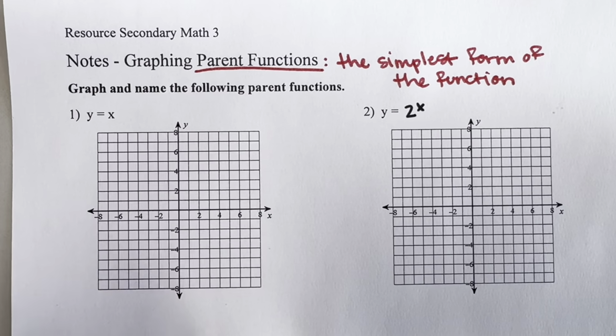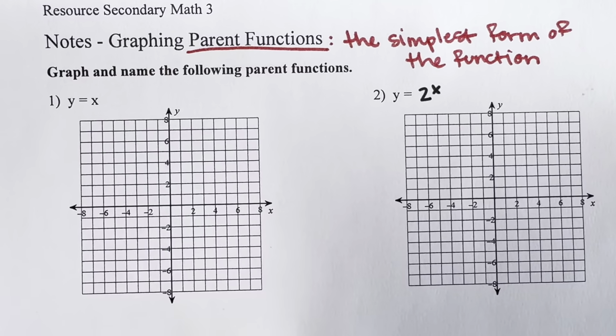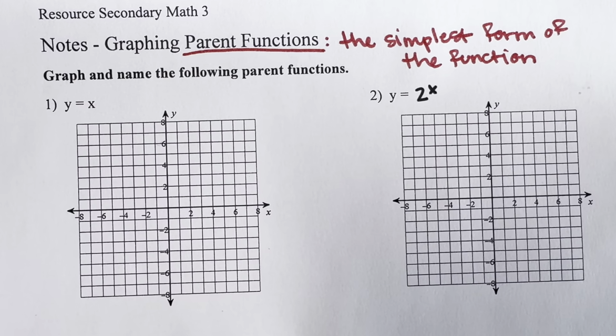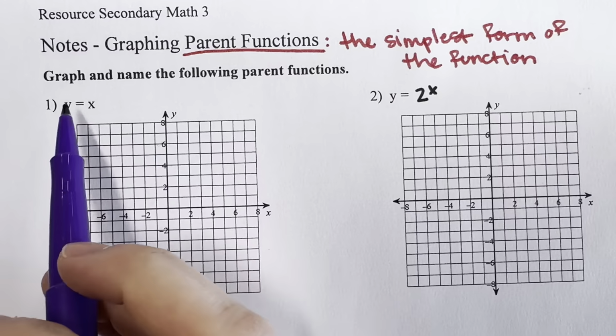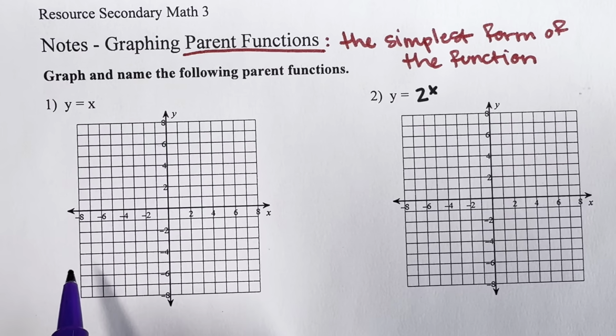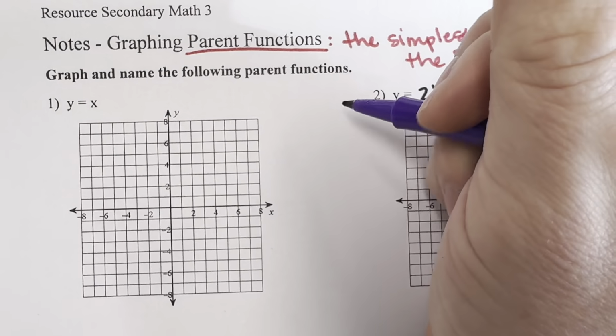So let's go ahead and look at number 1. So here is our equation. Y equals X. Super simple equation, okay? All of these parent functions are going to look super simple like this, okay? So first it wants us to graph and then name the type of parent function it is. So each of these guys does have a name, okay? So first of all, let's go ahead and graph it.